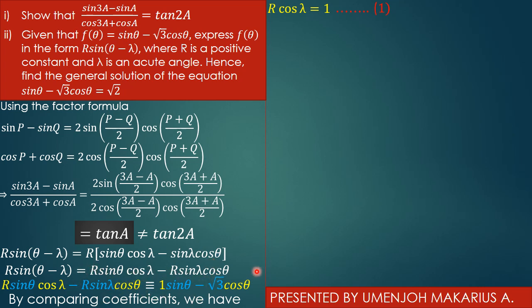Then in a similar way, guys, we have a negative which cancels with a negative. Cos theta cancels with cos theta. That therefore implies r sine lambda should be the same as what? Root 3. Great. We have r sine lambda equal to root 3. We can call that our equation 2.